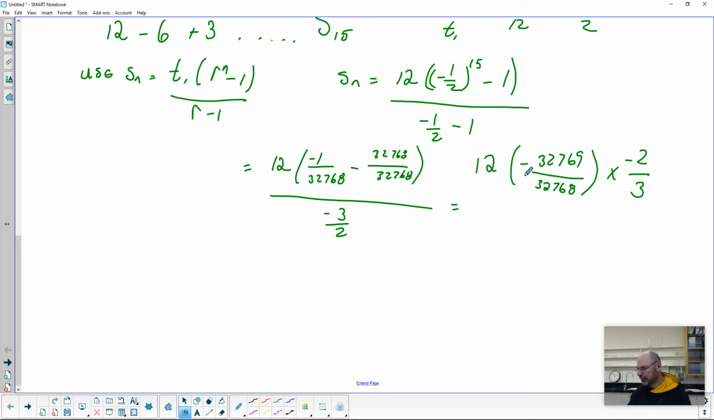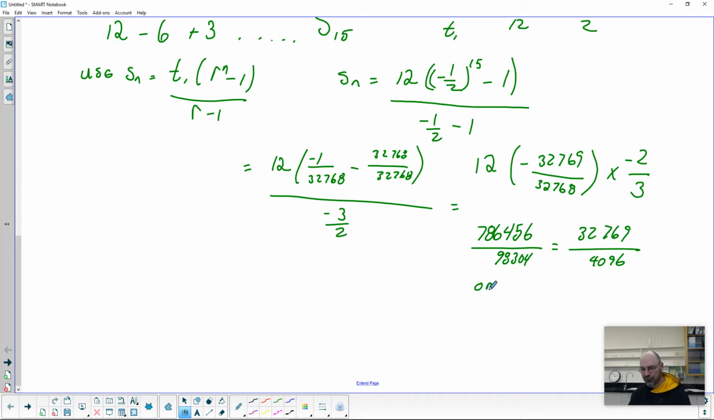I crunch these numbers together. 786,432 is positive because this is negative, negative, positive. 12 times this times 2, and then this times 3, which is 98,304. And if we reduce that fraction, it's going to be 32,769 over 4,096, which is a good enough answer.